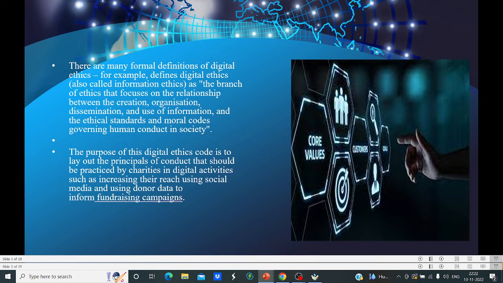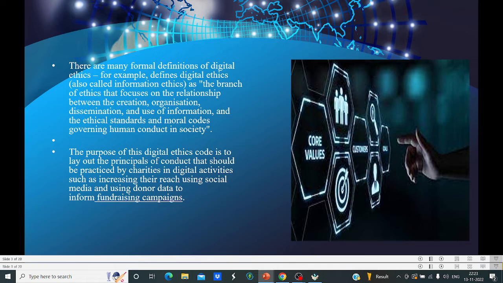It is a branch of ethics that focuses on the relationship between creations, organizations, discrimination, and how to use information and approach the moral codes that govern human contact in society. What is the purpose of using digital media? There are some protocols to be followed by humans, certain norms to be approached, and rules and regulations to be followed in digital ethics.